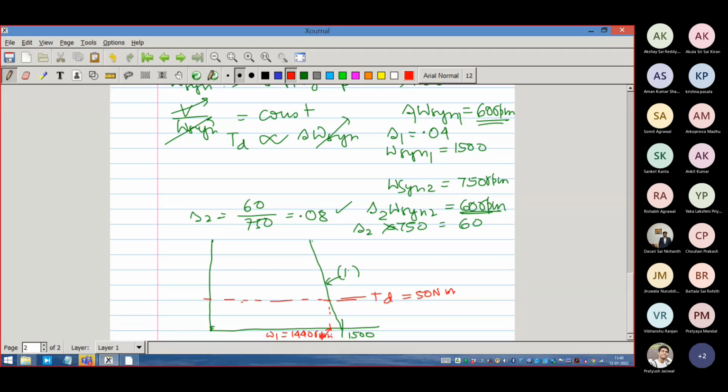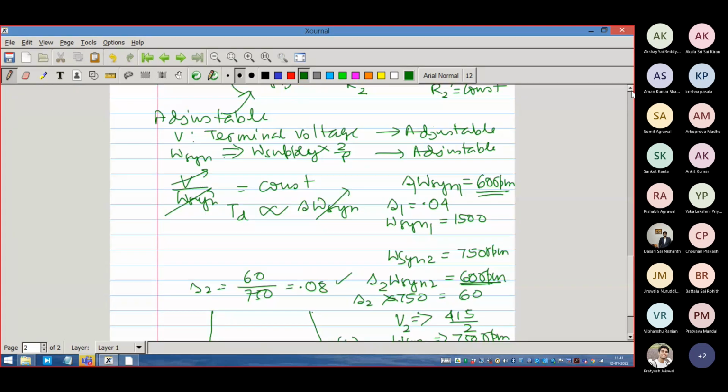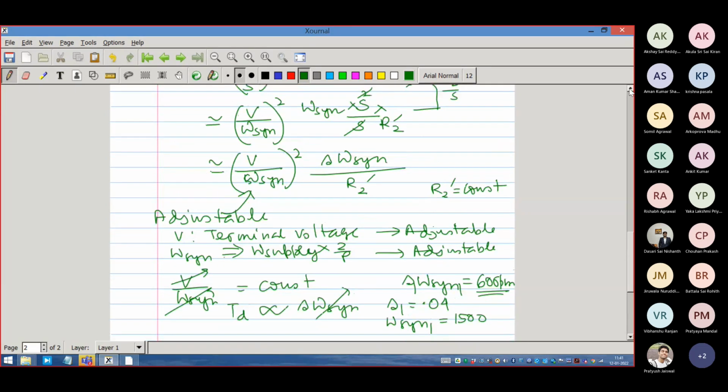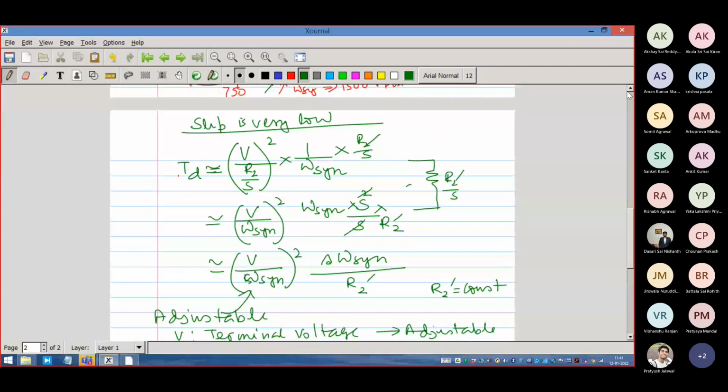Now a new characteristic has come, which is here. How did I do it? I just changed V to V2. The second voltage is 415 by 2 that I have applied, and omega sin I have applied equal to 750. So I have kept the ratio. My characteristics has now shifted with respect to the original one, and it is again a linear characteristic.